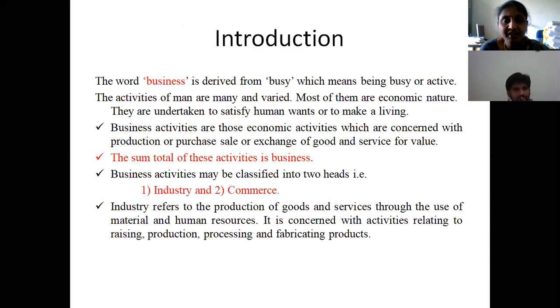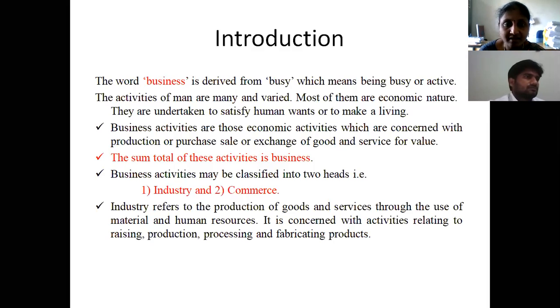Okay, at the beginning we have discussed what is meant by business. So the word business is derived from busy, which means being busy or active. In the last class, we discussed that every human being has different types of activities, and those activities are different for each and every person. The business activities we are considering are of two types: industry activities and commerce activities. The sum total of these activities is known as business.